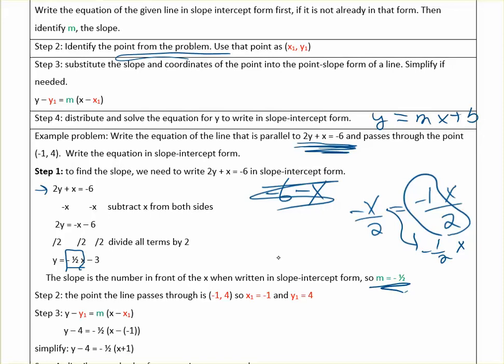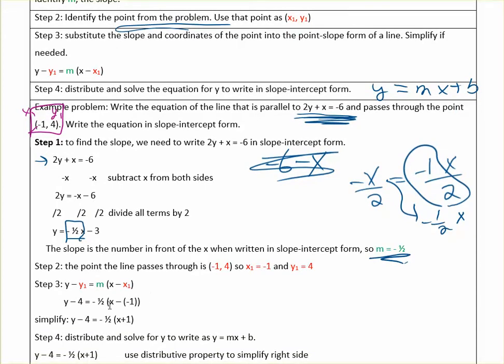So we go through, read the problem again, passes through the point negative 1, 4. That's the point. X sub 1 is negative 1, y sub 1 is 4. So we're going to plug those points. We now know that m is negative 1/2. We now know that x sub 1 is negative 1 and y sub 1 is 4. So we take those and we put them into point slope form.